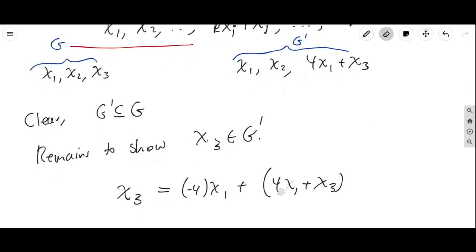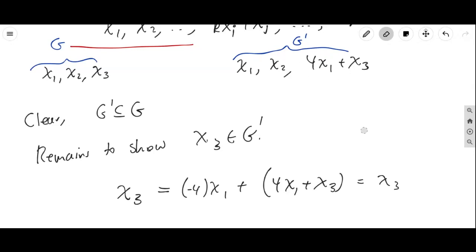You're going to add to it, and then what happens in the end is that you get x3. So you can express x3 by using those three elements. So it's actually important that you're adding a multiple into a different generator.